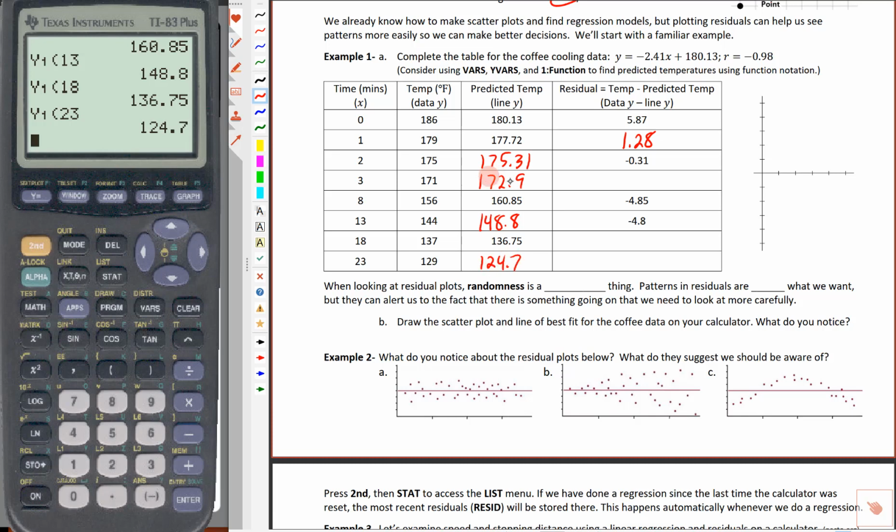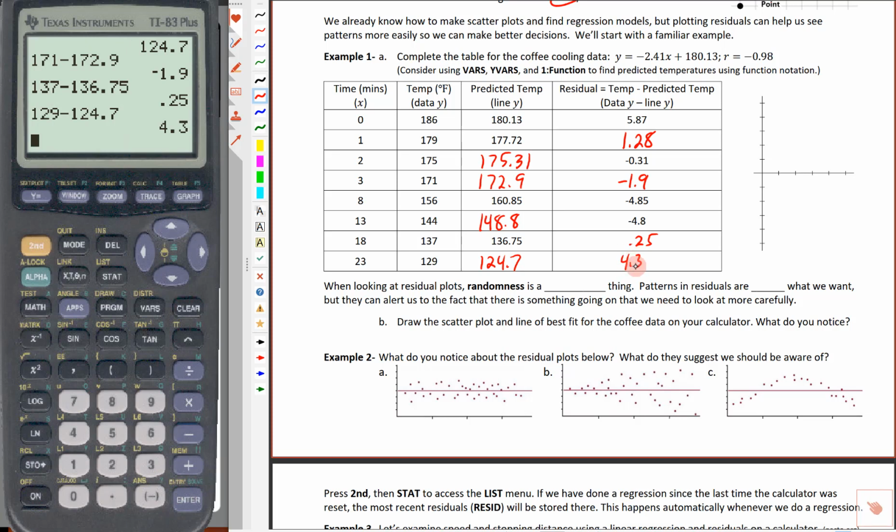Now all we have to do is just do each one of these subtraction problems. So the next one I'm on is this one right here, so 171 minus 172.9. Again, always a good idea to make sure that you've typed things in the right way. So this is negative 1.9. We'll skip down here. We've got 137 minus 136.75. Got that in the right way. So this is going to be 0.25. And then we've got 129 minus 124.7. And got that in right. So we've got 4.3. Okay.